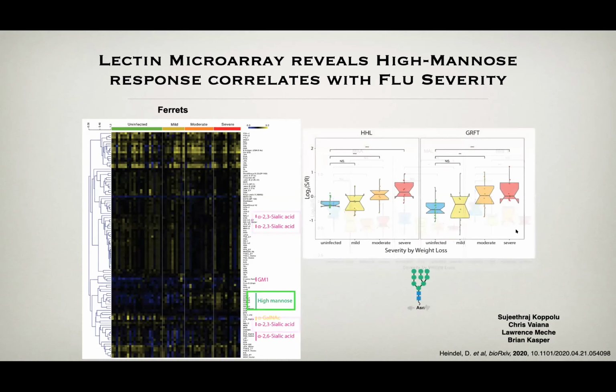But then if you look, you can see that there's something growing in here. And if you look at this more carefully, it's actually the lectins binding High-mannose. So what we're seeing is a signature of High-mannose. Griffithsin binds Man7, Man8, Man9. HHL binds Man7, Man6, and Man5. And what you see is they overlap in the High-mannose region, and you really see this high level of High-mannose coming up. And you notice that it's now dependent on severity. So ferrets who have more severe flu are seeing more of a rise of High-mannose in their lung.